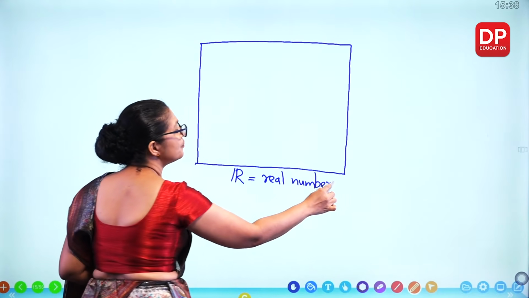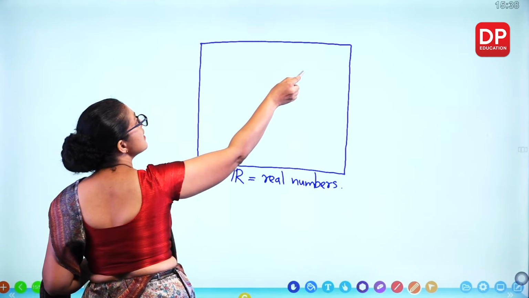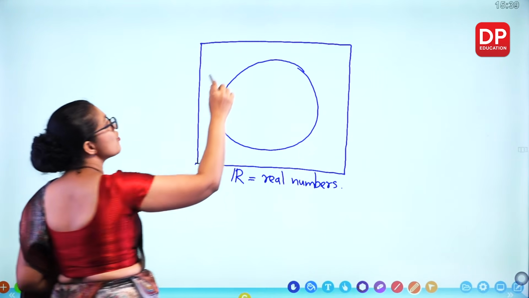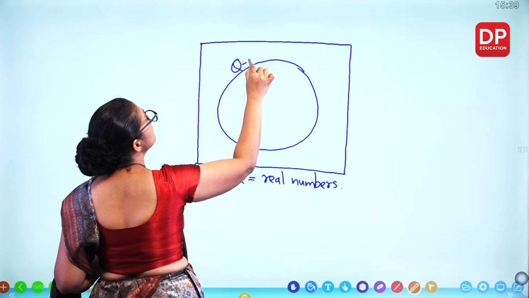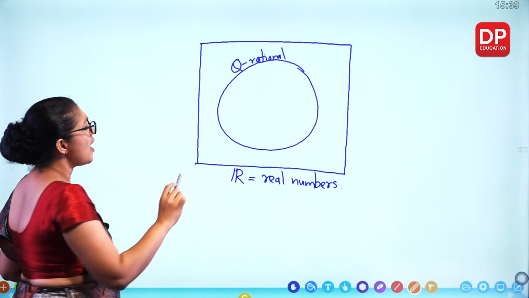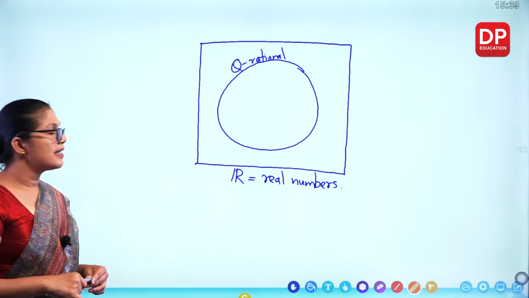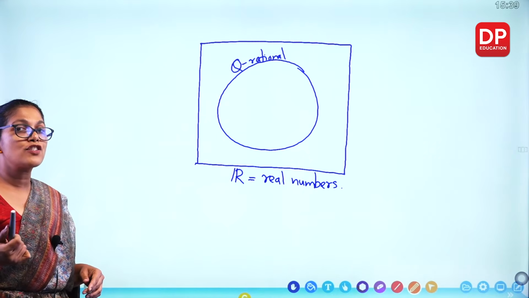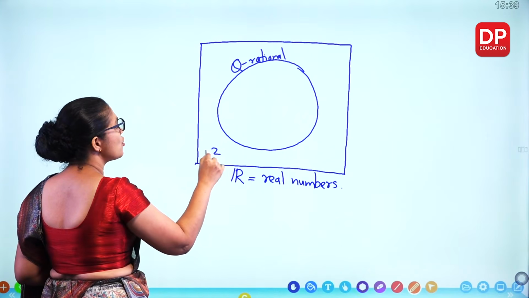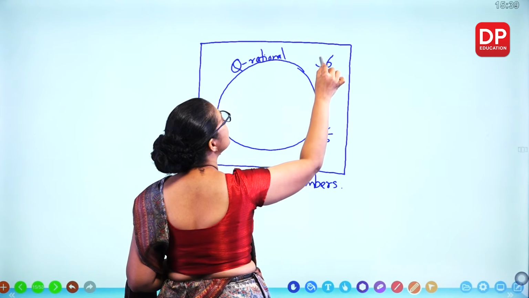And we know when you take real numbers, we can find out what are rational numbers. So rational we denote by Q. Now what are the numbers outside rational and inside real? We know outside rational means irrational numbers. So what are irrational numbers? Root 2, root 5, root 6.